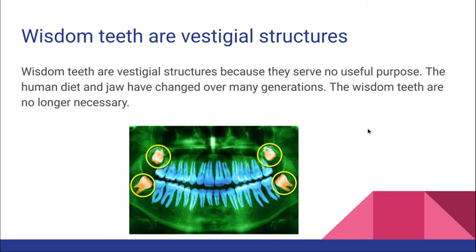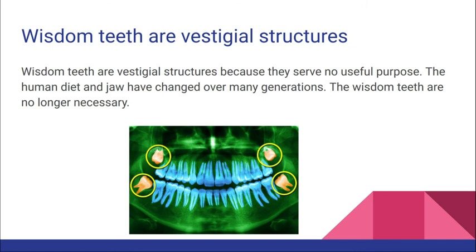So wisdom teeth are one of the many examples of vestigial structures in humans because they serve no useful purpose today. The human diet and jaw has changed over many generations, and the wisdom teeth are no longer necessary, much like the appendix. As some of you know from experience, and others will learn, the wisdom teeth can be removed.